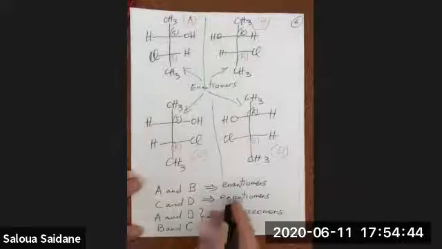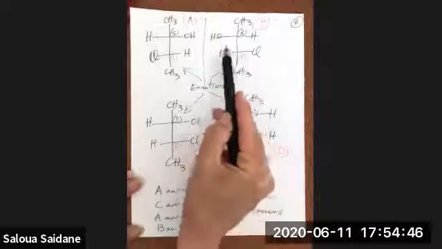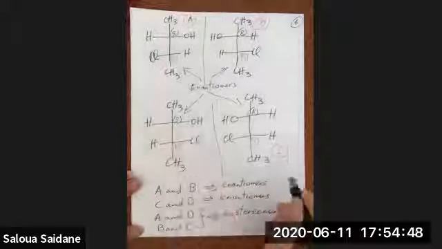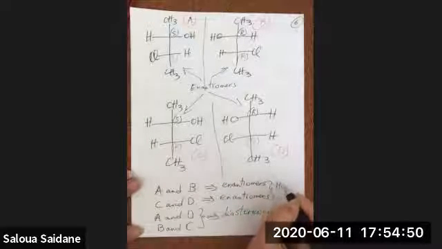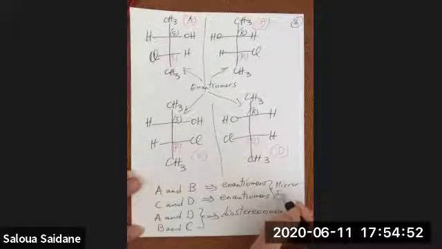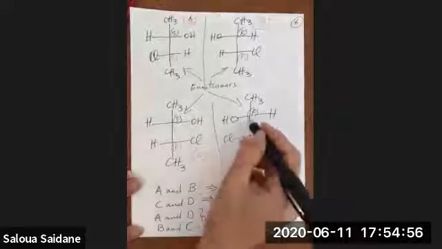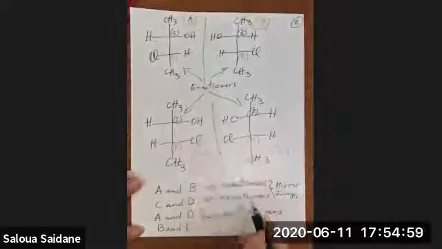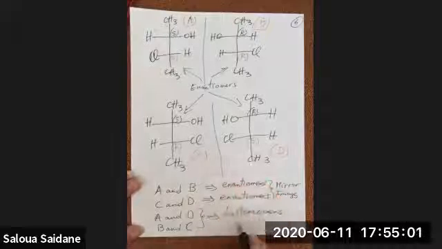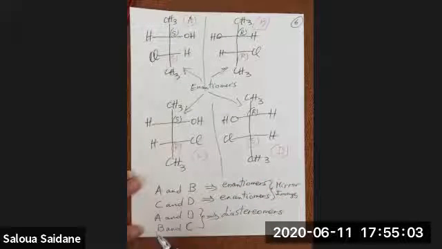Okay, so these are the new terms. Enantiomers means mirror images. Everything that's mirror images are called enantiomers. But when you change one of them and you leave the other one intact, then they become diastereomers.